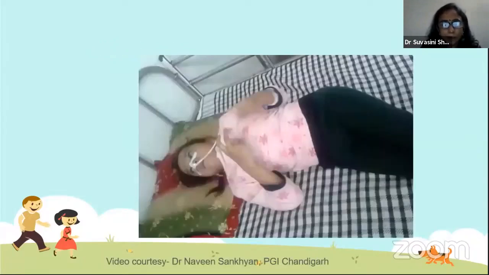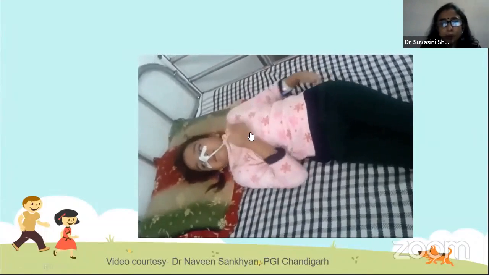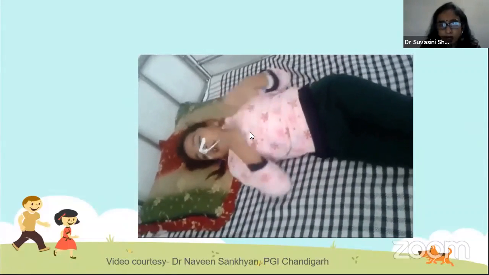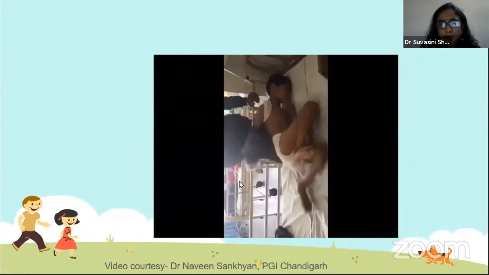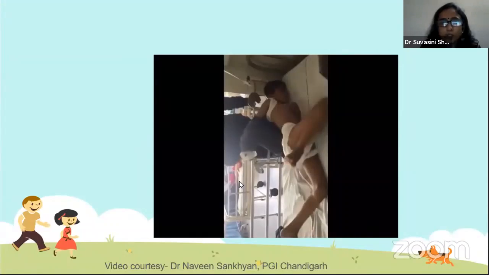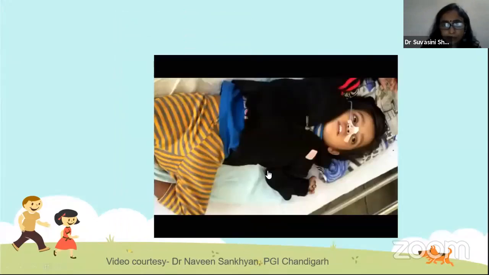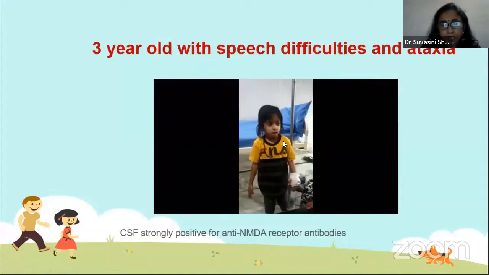Another patient. You can again see these rapid stereotypic movements which this patient is having, movement disorders continuously. This is another child, again with rapid continuous choreoathetoid and stereotypic movements. This is another child.